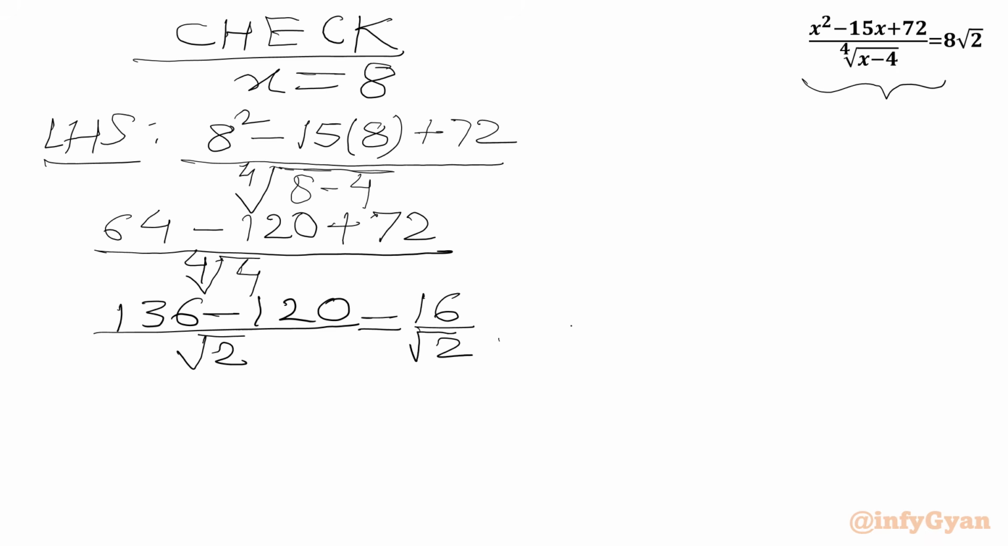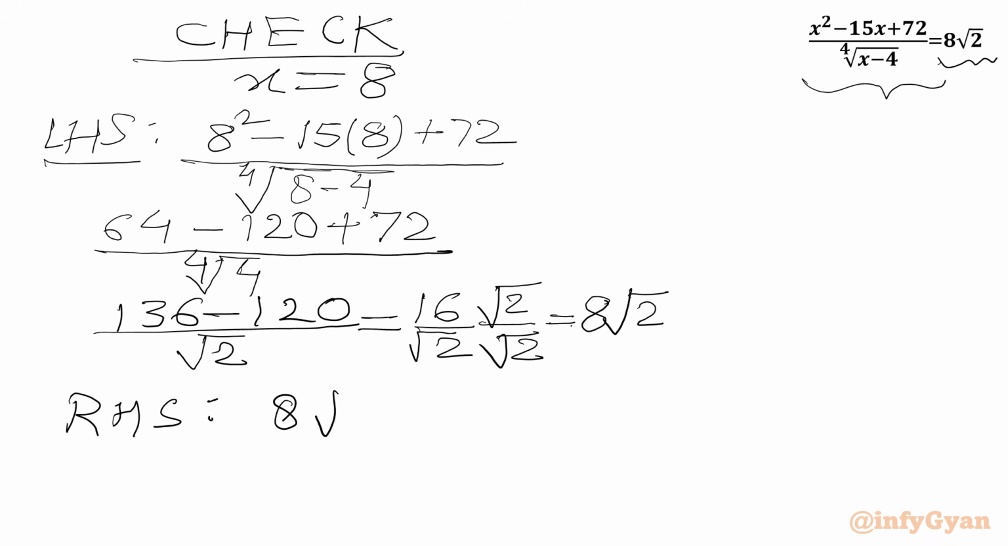Now we will rationalize our denominator, so we can multiply numerator and denominator by square root 2. We will get 16 over 2, which is 8 times root 2. In the RHS we have 8 root 2 already. So LHS equal to RHS, and we can say x equal to 8 is the only real solution which will satisfy our radical equation.